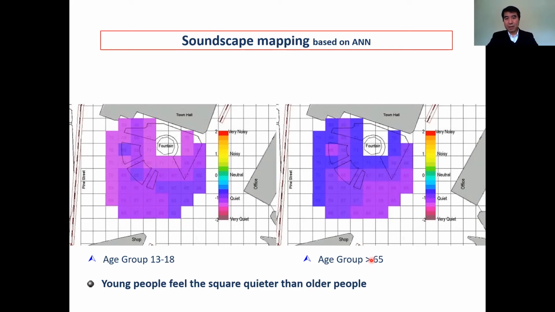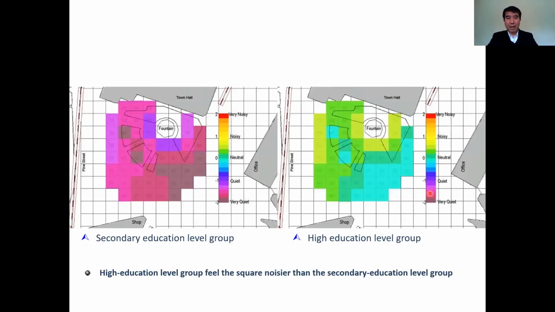And if it's a group with an older age and they sit in the same place, they will also feel this is quiet, but towards neutral. And if it's a different education level, sitting here, the secondary education level group will feel this is quiet, but the higher education level group will feel this is noisier. So we can tell how people will perceive a place differently. Therefore, we know whether the design is successful or not, according to who you are designing for.